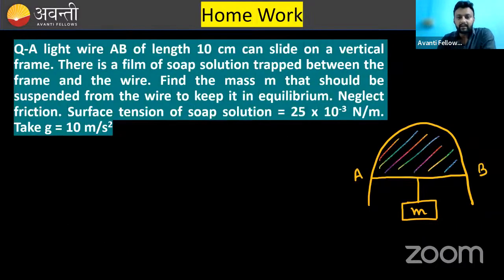Moving further. This is your homework question. The question is the same, but a few things have changed. Here the mass of the body is asked so that it can support, and surface tension is given. Surface tension is given, mass is asked. In the previous question, mass is given, or you can say weight is given, and surface tension was asked. So it's an identical question. Try to solve it out.